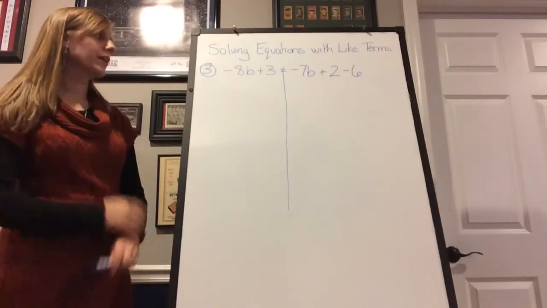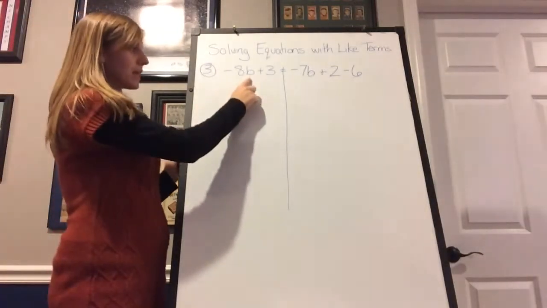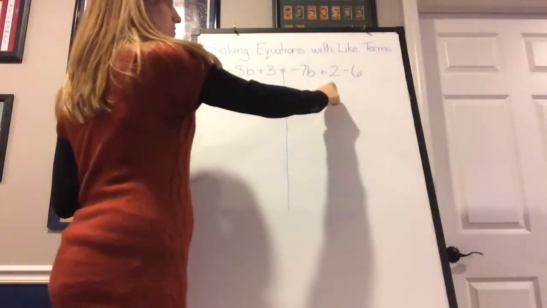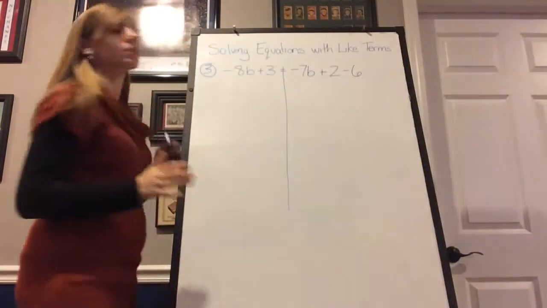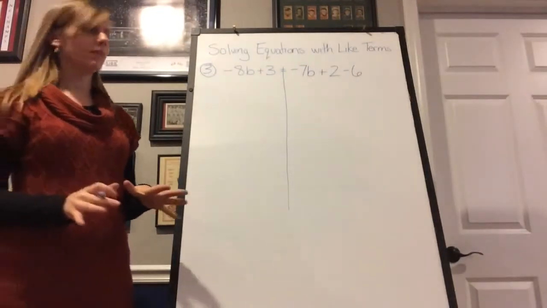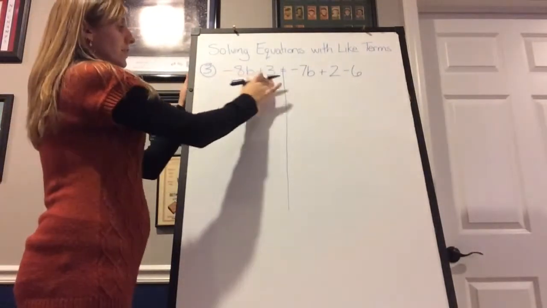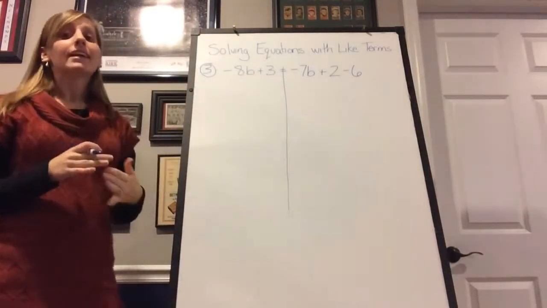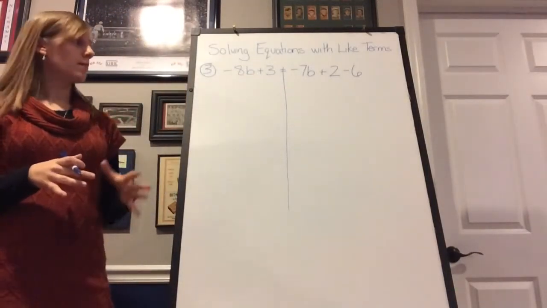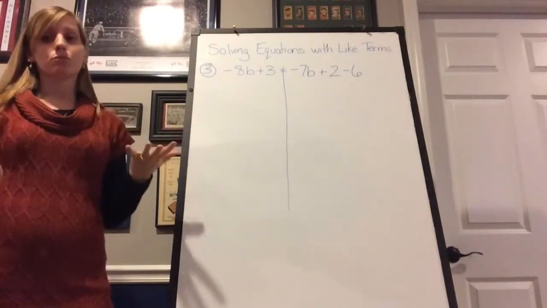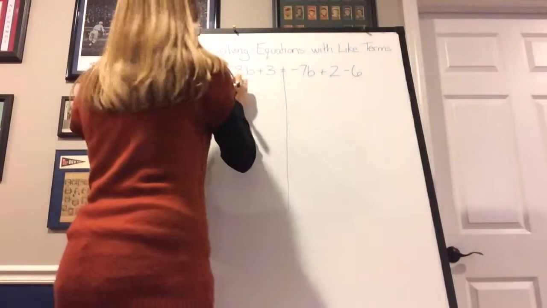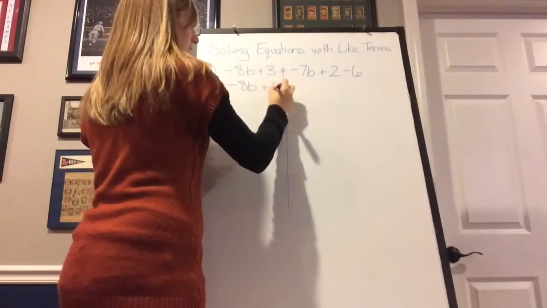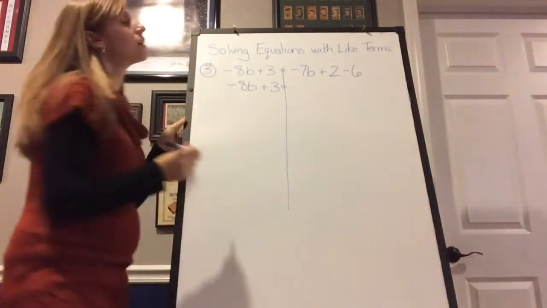For problem number 3, our equation is negative 8b plus 3 equals negative 7b plus 2 minus 6. First step is to simplify. Always simplify first. So looking at the left-hand side, negative 8b, positive 3. Those are not like terms. They do not have the same letter. So we're going to rewrite the left-hand side. Don't change anything. So negative 8b plus 3 stays the same.